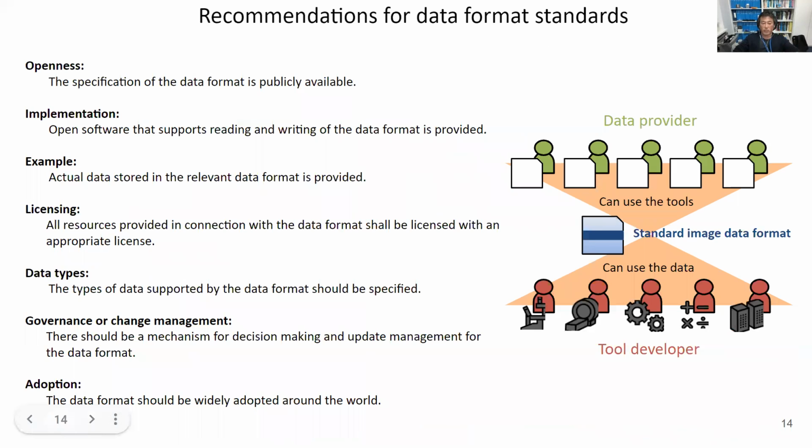The recommendation proposal for the data format. I don't want to go into detail, but the data format standard should have these seven features: openness, implementation, examples, licensing, data type, and so on. These features should be implemented in the data standard, and the data standard is important for sharing data and making tools. Next slide, please.